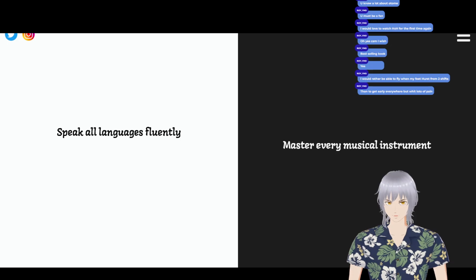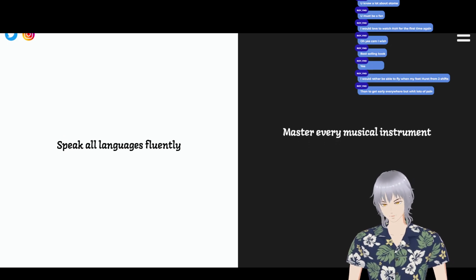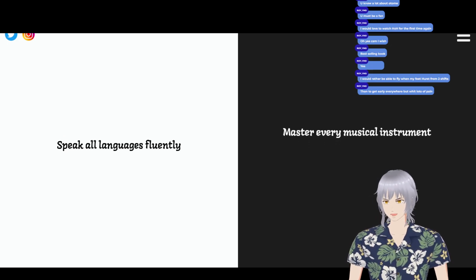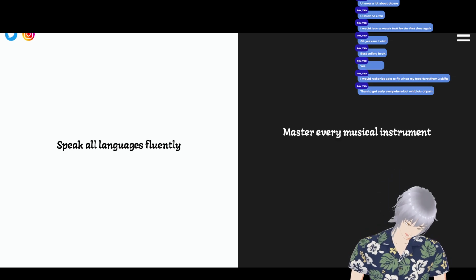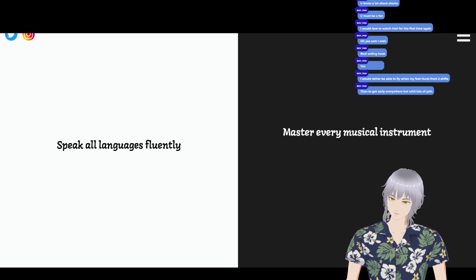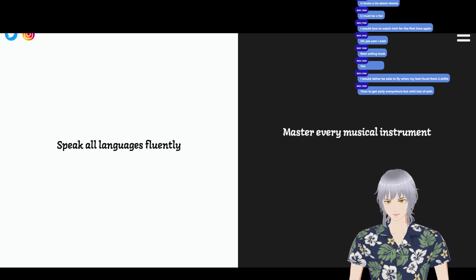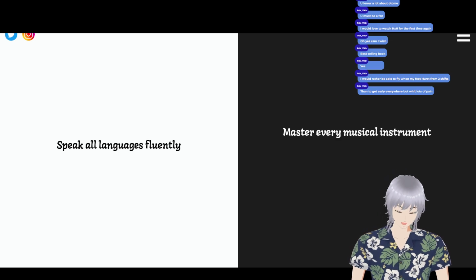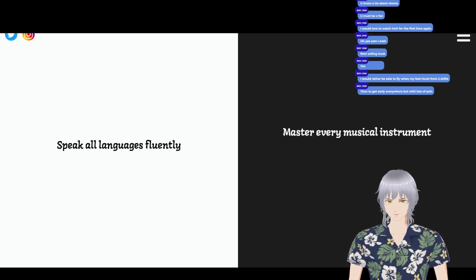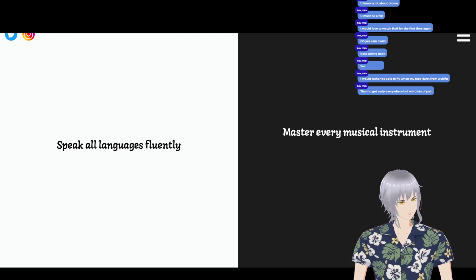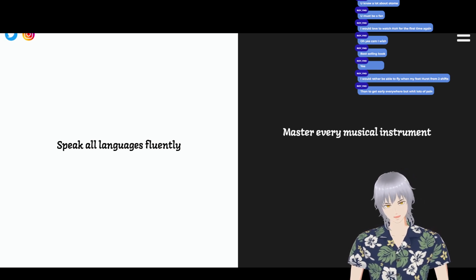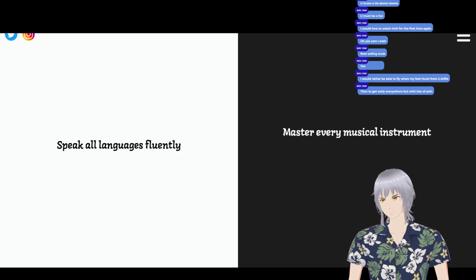Speak all languages fluently. Master every musical instrument. Again, from a utilitarian standpoint, speaking every language fluently is super useful because you can do so many things. You can talk to so many people. You can do whatever you want, almost. But from an existing standpoint, from just a being alive standpoint, mastering every musical instrument seems fun. You can express yourself in so many different ways.